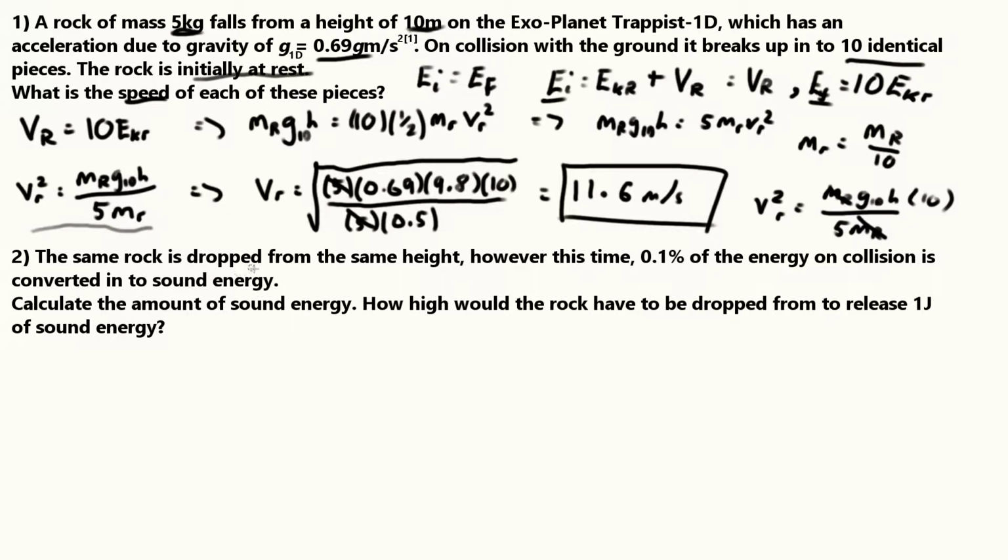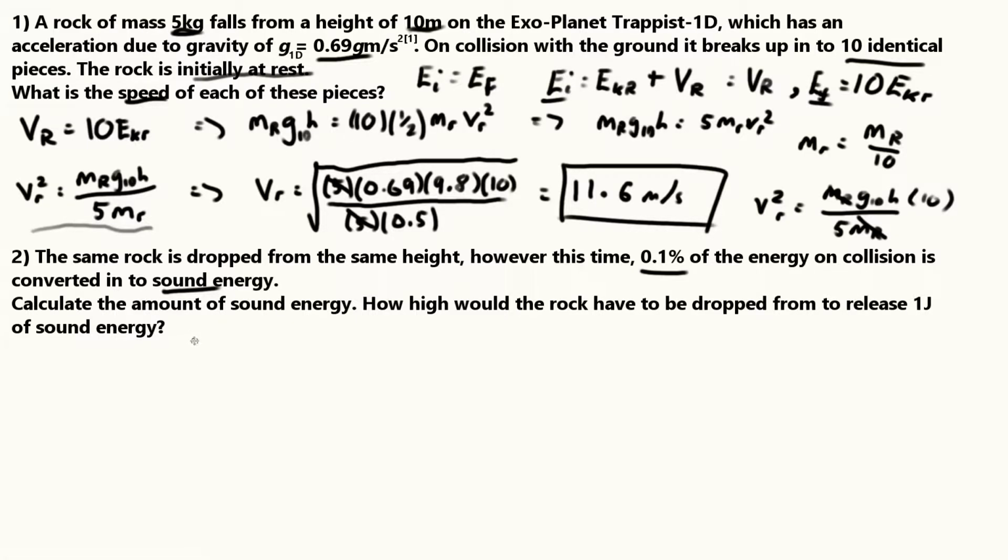The same rock is dropped from the same height. However, this time 0.1% of the energy on the collision is converted into sound energy. Calculate the amount of sound energy. How high would the rock have to be dropped to release 1 joule of sound energy? This time we've been told that 0.1% of the energy on the collision is converted into sound. Well, how much is this?